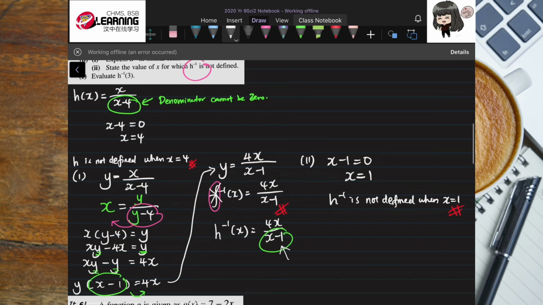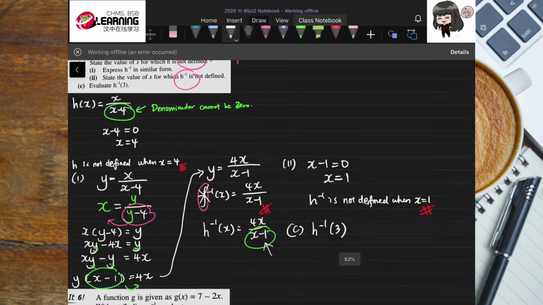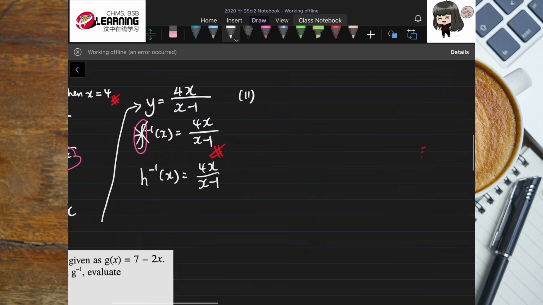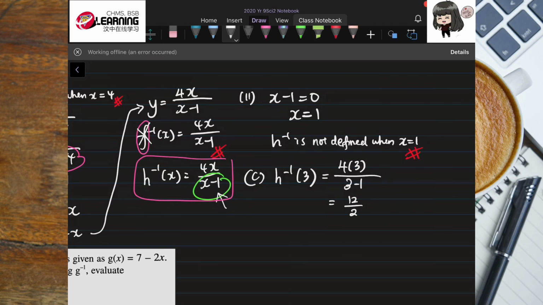Okay, now part C. Evaluate h inverse of 3. You already have your expression of h inverse. Your h inverse is 4x over x minus 1. So you just need to sub into the x. 4 bracket 3 over 3 minus 1. So it's 12 over 2, which is 6. That is the answer.